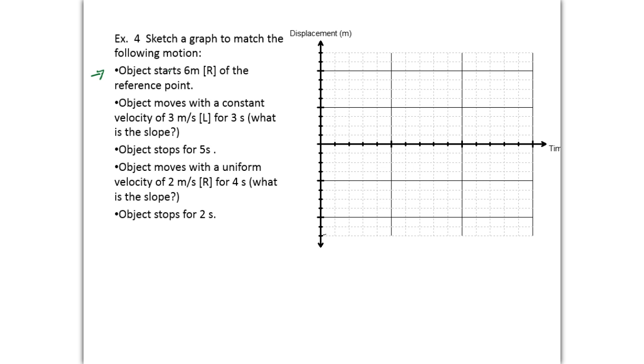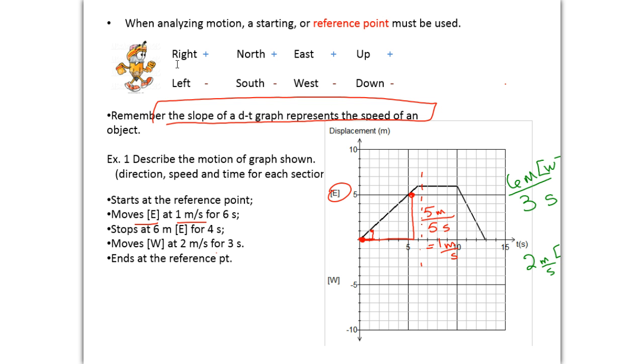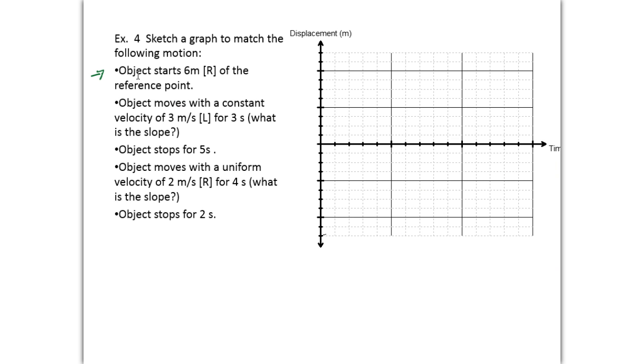The object starts 6 meters to the right of the reference point. So you were told from last class, if we just go back through the notes, that to the right is considered positive. So if you look at that here, the right is considered the positive direction. And 6 meters, so we should be able to fit 6 on here. 1, 2, 3, 4, 5, 6, and that's right here. So the object starts 6 meters to the right of the reference point.